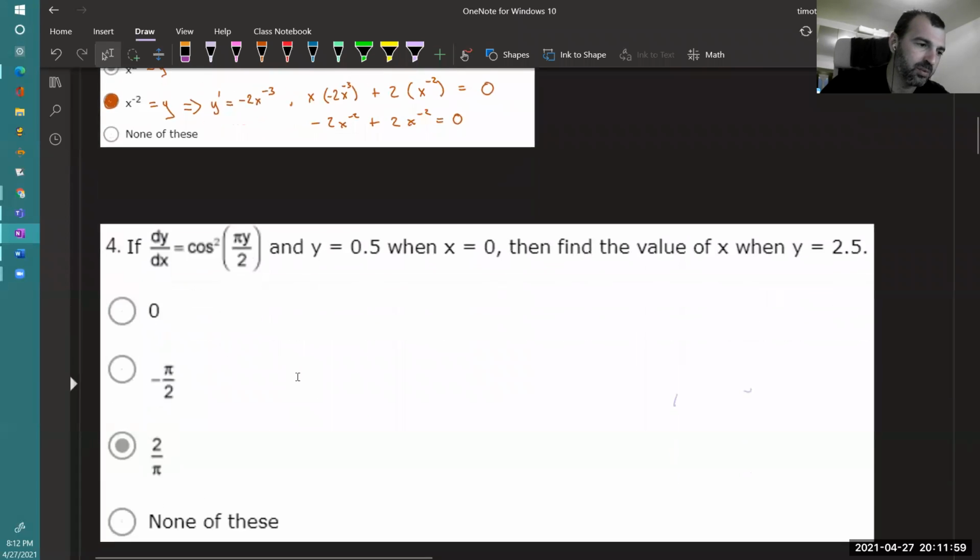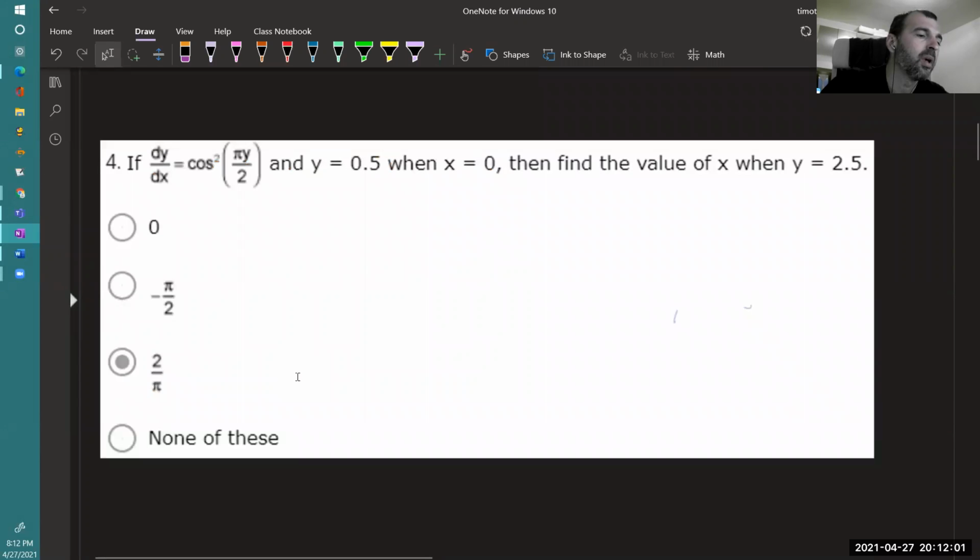All right, let's move on to this one. If dy over dx is cosine squared of pi y over 2, and it looks like they give us some kind of initial condition here. So y is 0.5 when x is 0. Find the value of x when y equals 2.5. All right. So this is number 4.